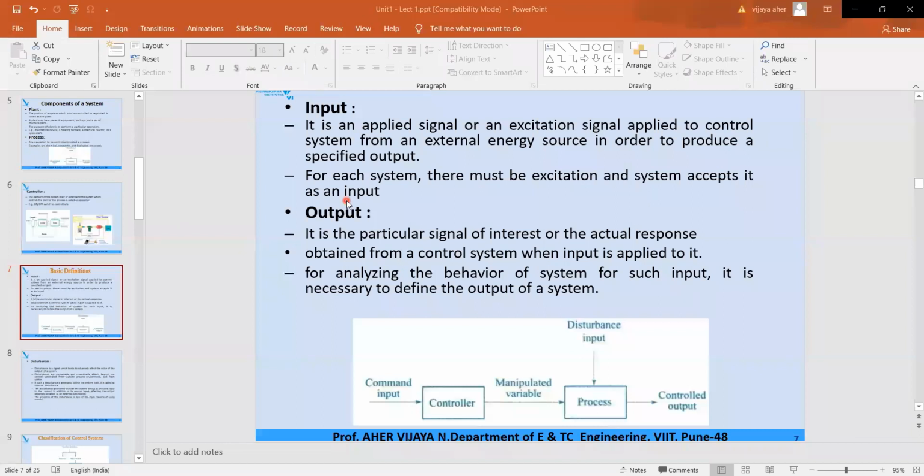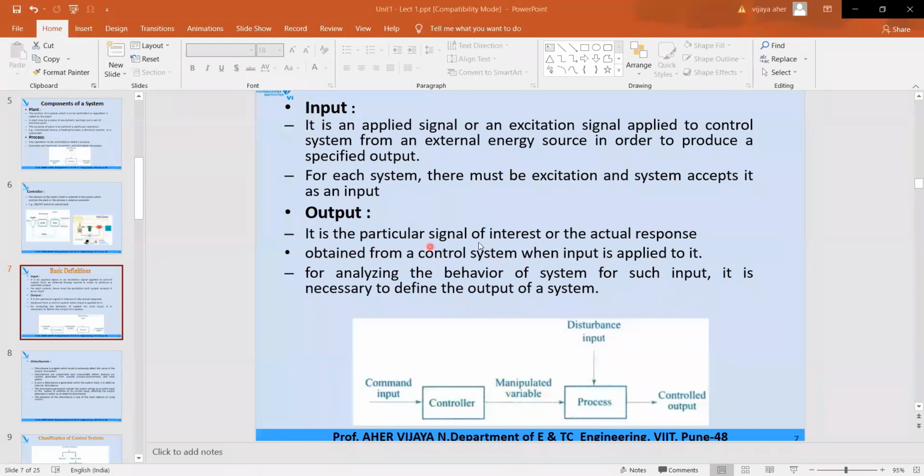So all these are nothing but external energy sources in order to produce a specific output. So that is input. Now coming to the next important term, that is output. What is output? Output is the controlled one.